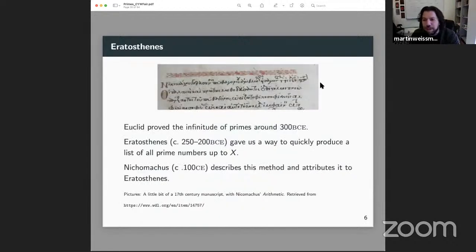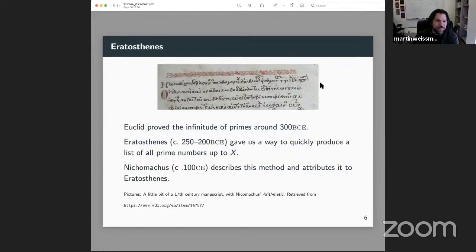There's another mathematician I want to bring up next. Euclid proved the infinitude of primes, that there are infinitely many, around 300 BC. Then Eratosthenes did something kind of neat, which is he brought data analysis into it in an ancient sort of way. He gave us a way to actually produce really big lists of prime numbers.